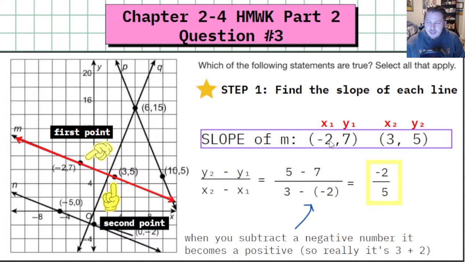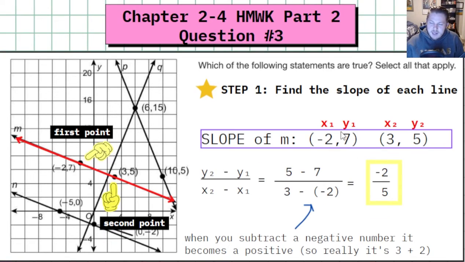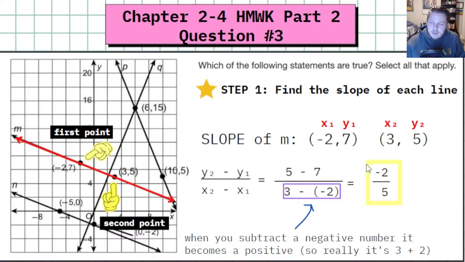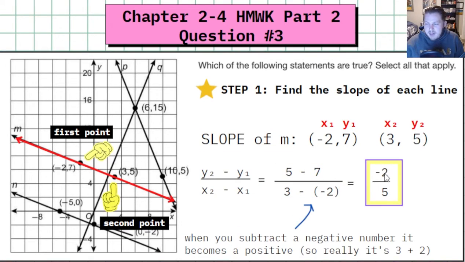So that's -2, 7. That's my x1 and y1. And on my second set of points, that is 3, 5. So all I have to do is take the slope formula, y2 minus y1 over x2 minus x1, and plug it in. My y2 is 5 minus my y1, which is 7. My x2 is 3 minus my x1, which is negative 2. 5 minus 7 is negative 2. 3 minus negative 2. Again, I'm subtracting a negative number, so really it's 3 plus 2, and that's 5. So the slope of m is negative 2 over 5.